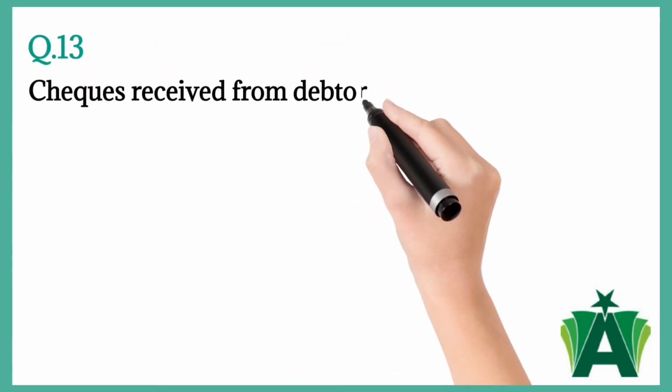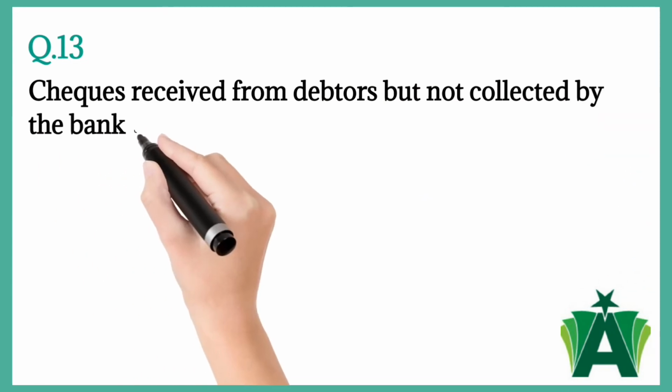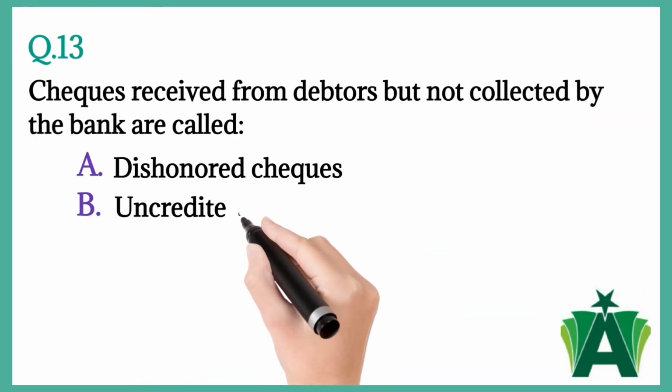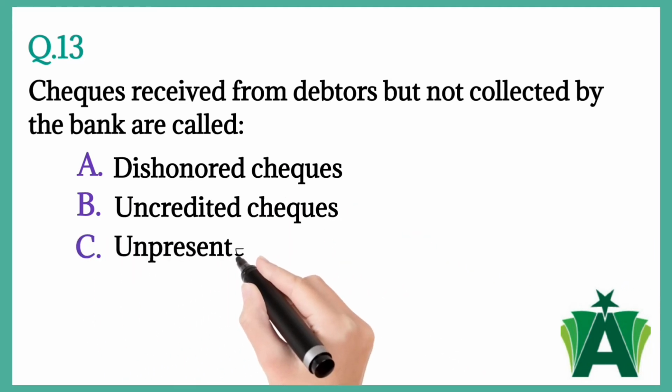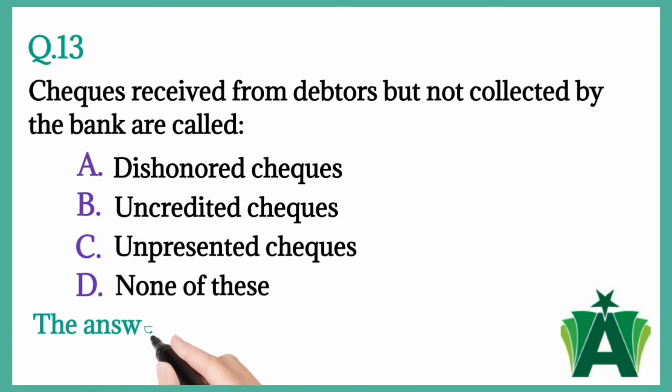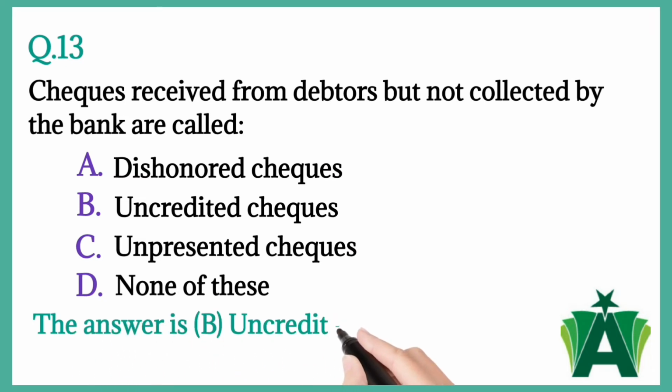Question number 13. Checks received from debtors but not collected by the bank are called A. Dishonored checks, B. Uncredited checks, C. Unpresented checks, D. None of these. The correct answer is B. Uncredited checks.